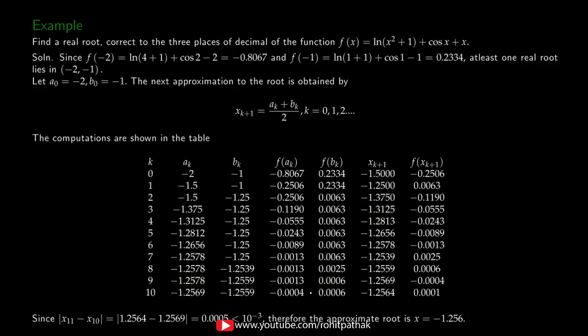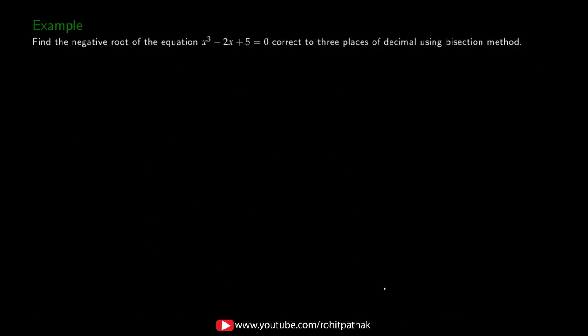But you see that the number of steps here is 10. That means we have to repeat this procedure up to 10 steps to get the real root up to desired accuracy. That's why this method is very slow in nature. This method is very effective, but it is slow. Now look at another example.